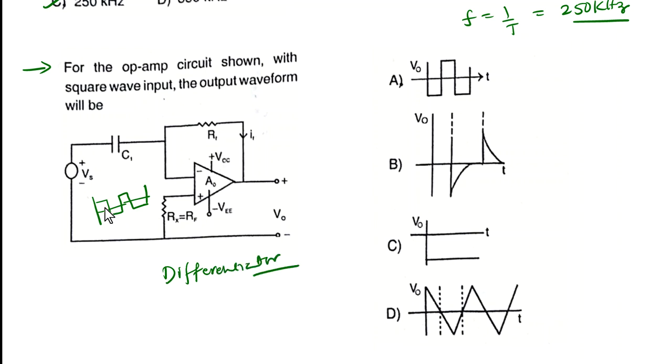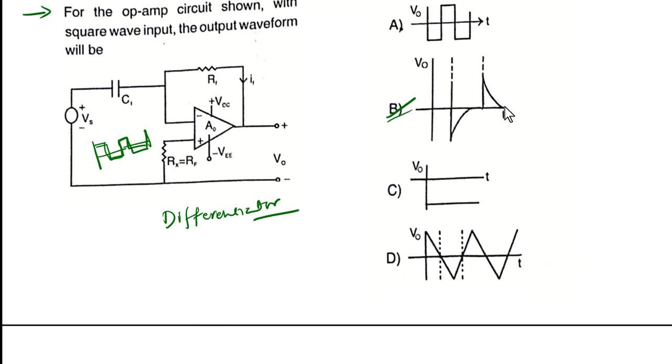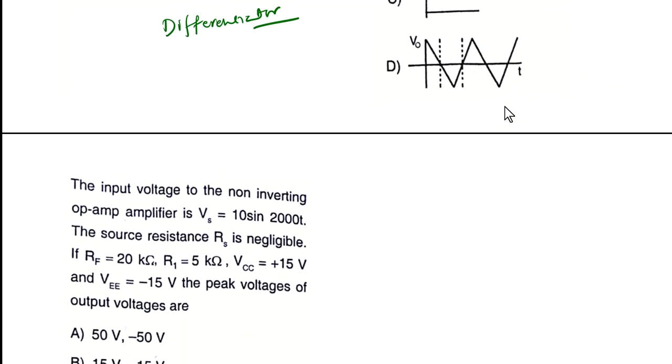So differentiator. Now simply you are going to differentiate this square wave, then you are going to get the spikes here. So answer will be B is the right answer for this question here. Why? Because the circuit acts as a differentiator circuit. Okay, so next question of this video.